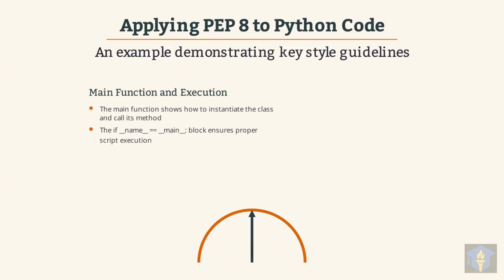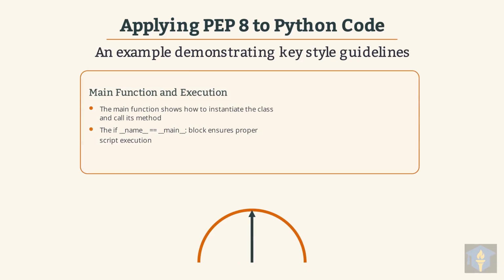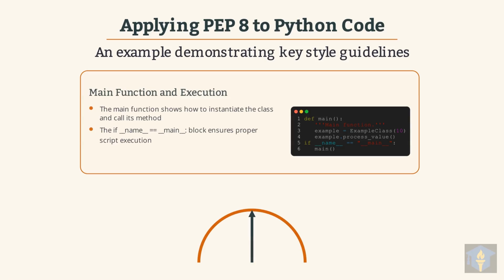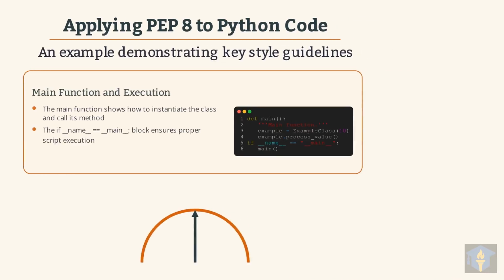Finally, we'll create a main function and set up the script for proper execution. The main function illustrates how to instantiate ExampleClass and call its process_value method. The if __name__ == "__main__" block ensures the script runs correctly. This part defines the main function, creates an ExampleClass instance, calls its method, and ensures the script executes when run directly.